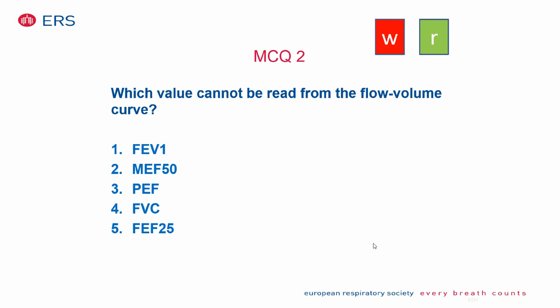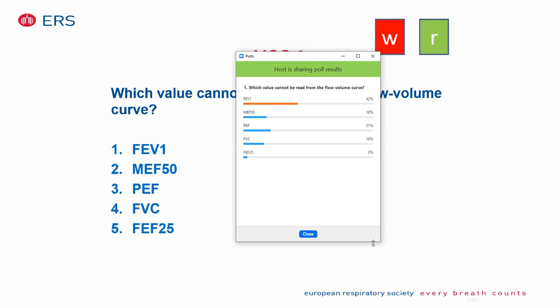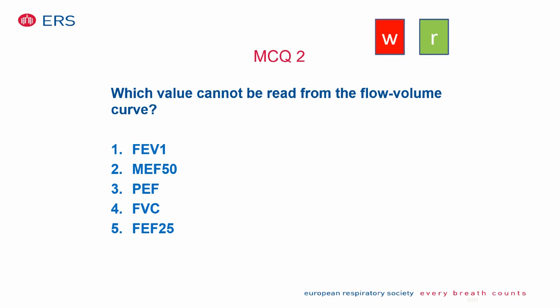And can we have a look at the results, please? Yes, so the majority got it right. FEV1 is the volume which can be read off the volume time curve, which just looks like this, where you have the time plotted on the x-axis and the volume on the y-axis, and everything else can be read off this curve. Okay, next question.